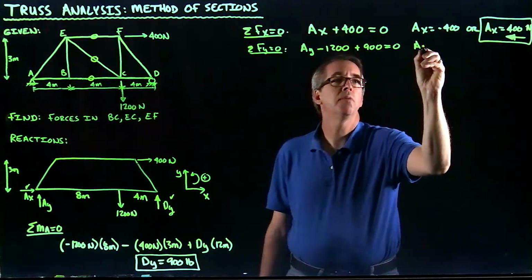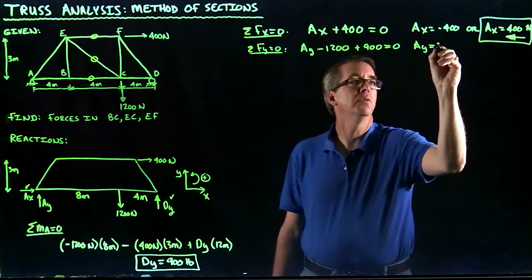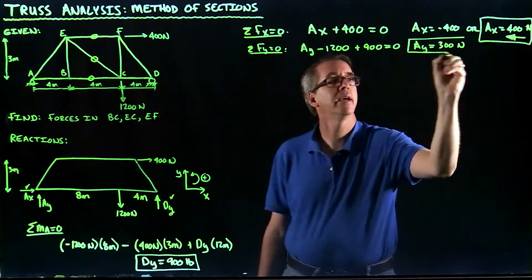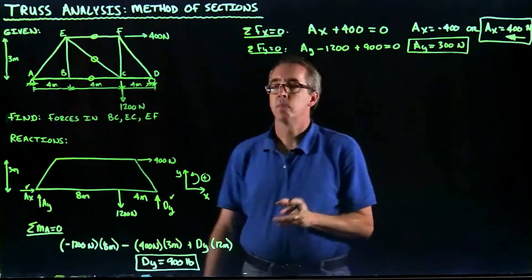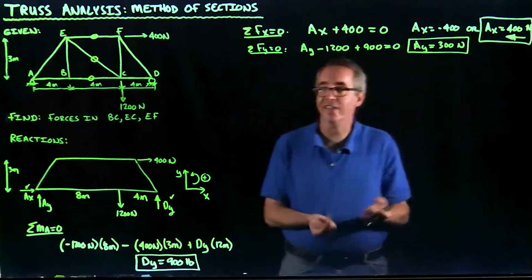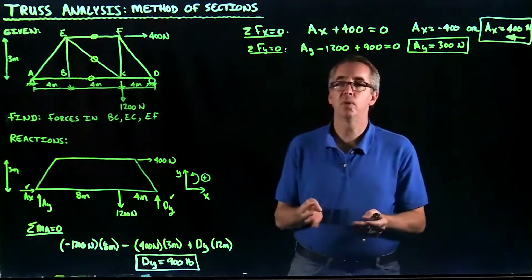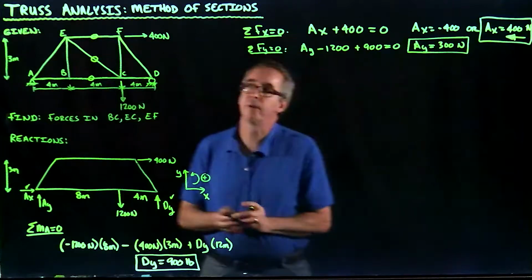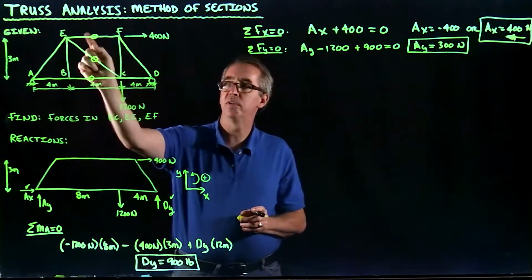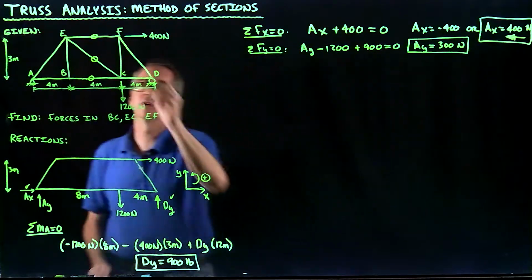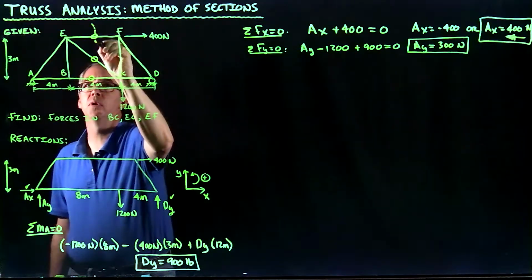That gives me an AY equal to 300 newtons, and it's going up as I originally had guessed. Okay. So now that I've got my reactions, I can actually get to the method of sections. With the method of sections, we're going to cut the truss into two pieces. As I mentioned earlier, I went ahead and identified that we're going to find forces in EF, EC, and BC. So literally what I'm going to do is cut through those members.